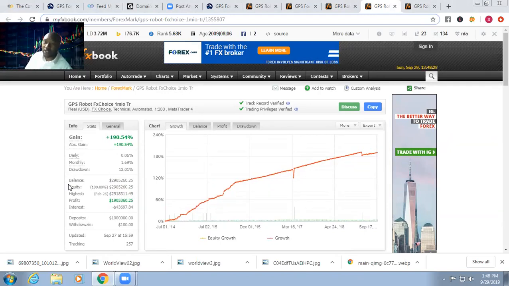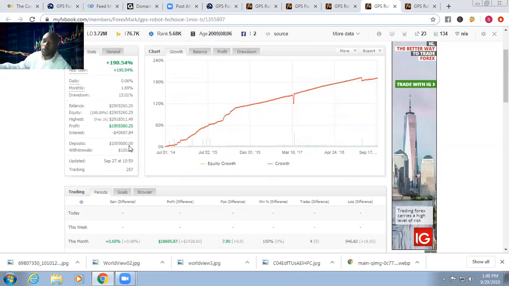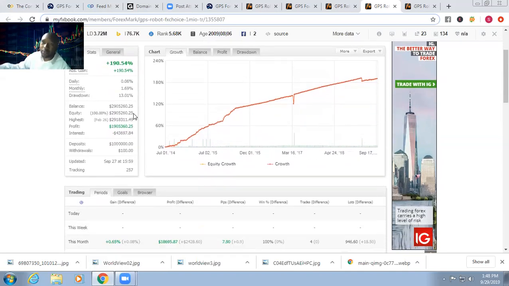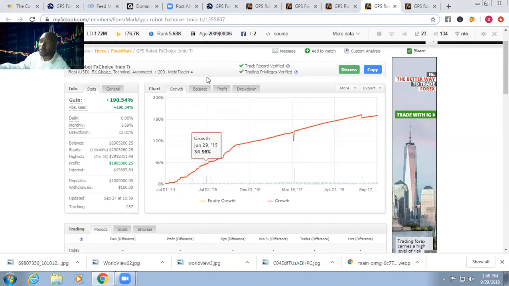Are you looking at 190% return on investment? It's a hedge fund account, guys. Who else is going to give you a robot or access to a system like this and allow you to be able to reap the rewards of trading? So you see, I mean, the proof is in the pudding. You see, it's a real account. It's a $2 million account.